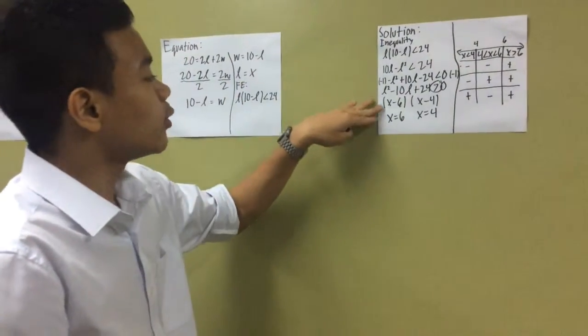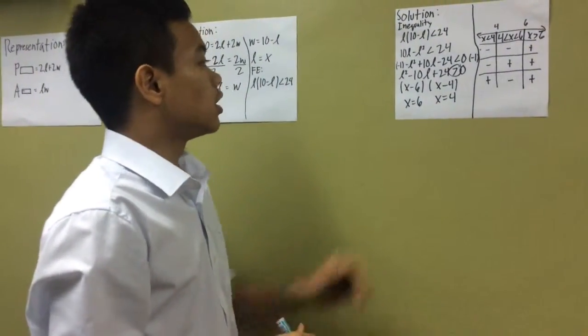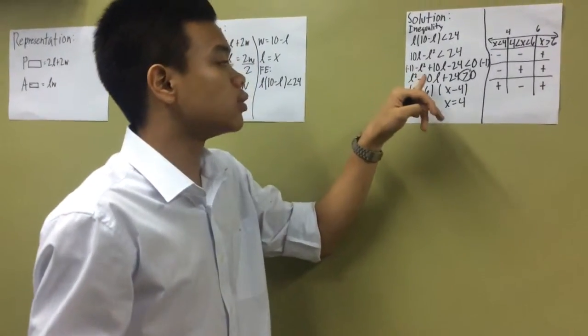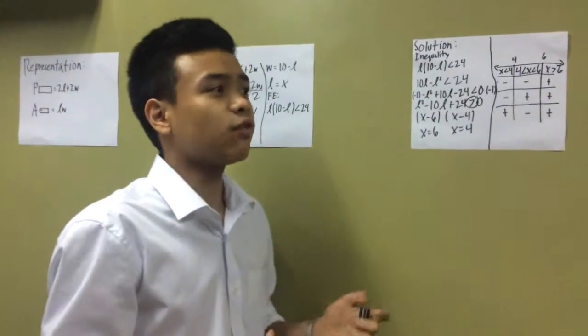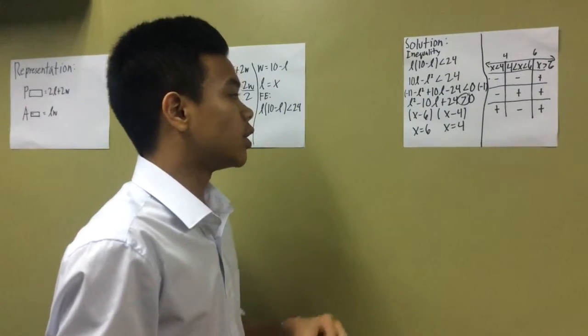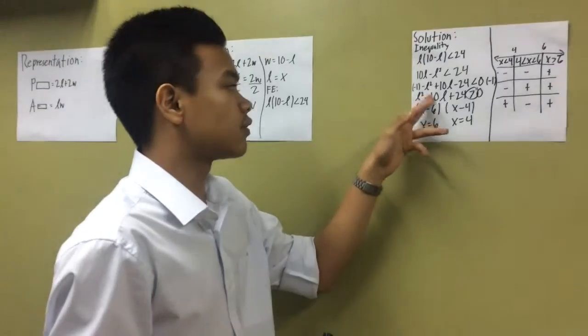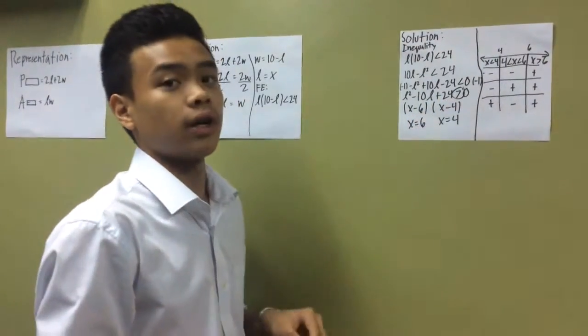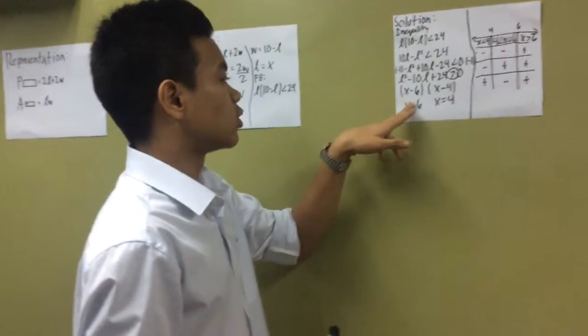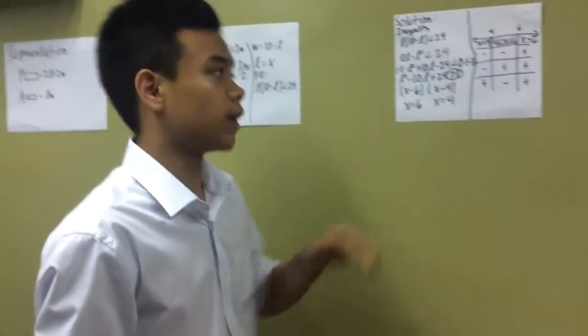Okay? After, we have to factor. We have to get multiples of 24 that, if added or subtracted, will become negative 10. So 6 and 4: when you multiply, it becomes 24, and when you add, it becomes 10. That's why I put negative 6 and negative 4. Now we just set it equal to 0, so x equals 6 and x equals 4.